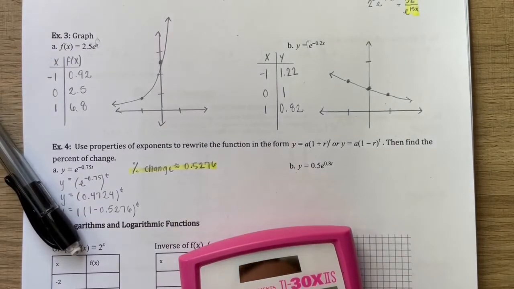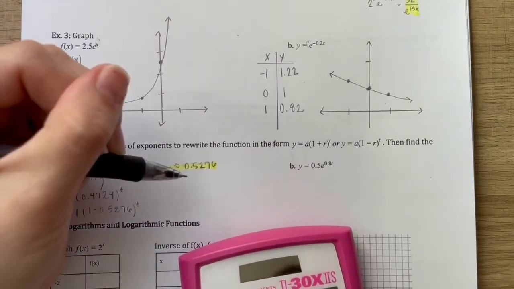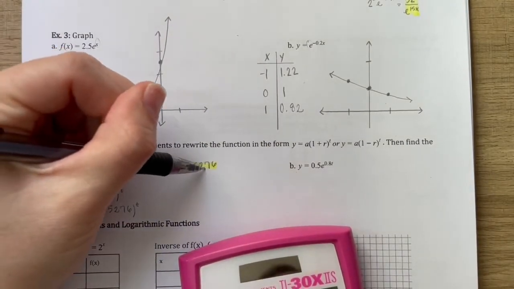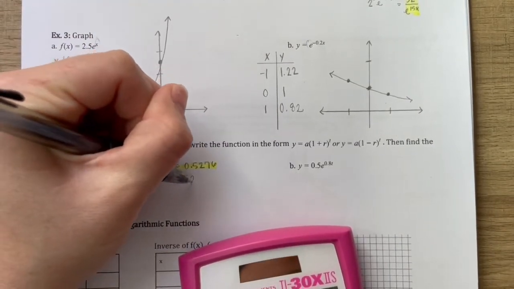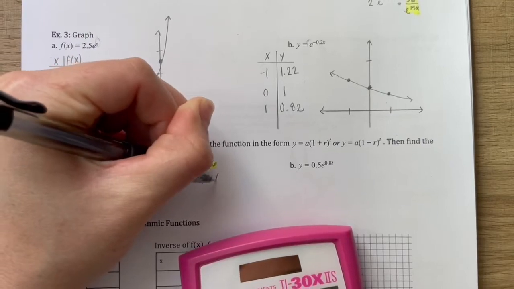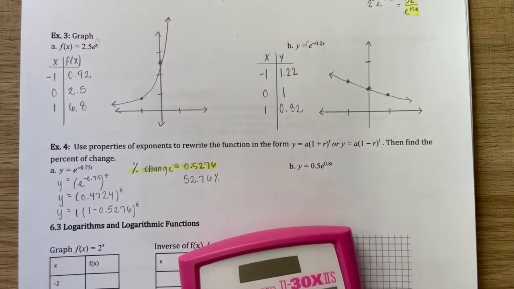And then lastly, to change it to a percentage, we can move that decimal place twice to the right. So it'd be about 52.76%.